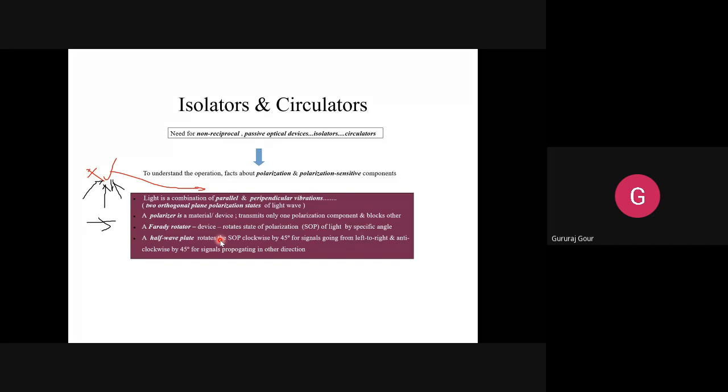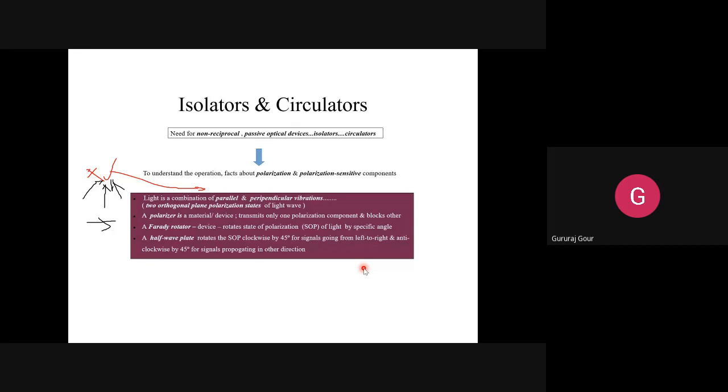Another one is the half wave plate. That is another material or device which is going to rotate the SOP clockwise by 45 degrees. If any field component is entering at this side, left to right, it is going to rotate that by 45 degrees clockwise. If any field component is coming from right to left, then it is going to rotate the field components by 45 degrees anti-clockwise.